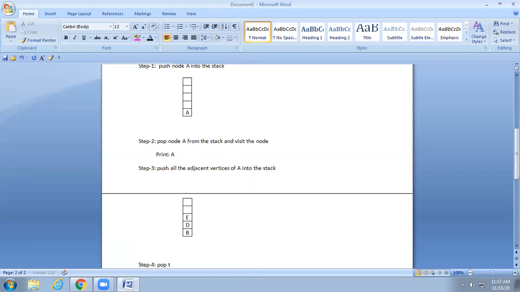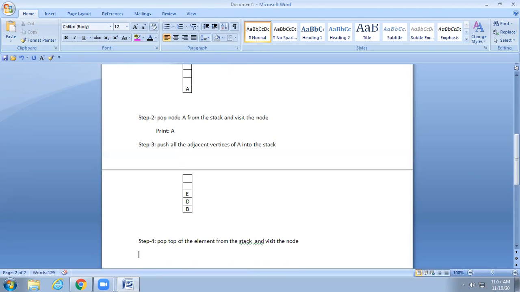Step 4. Pop the top element from the stack and visit the node. So what is the top element of the stack? The top element is E.